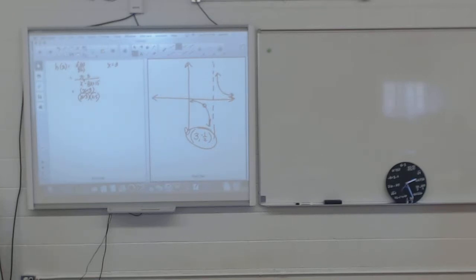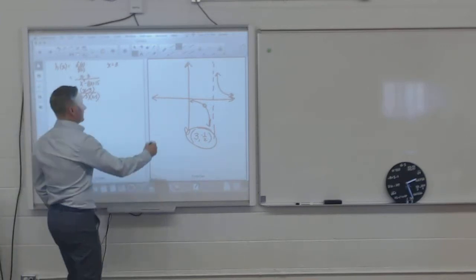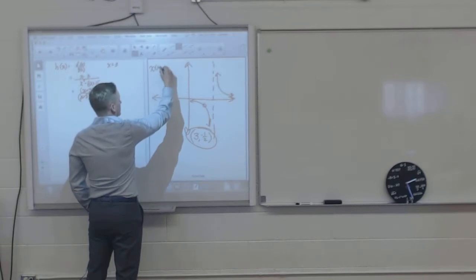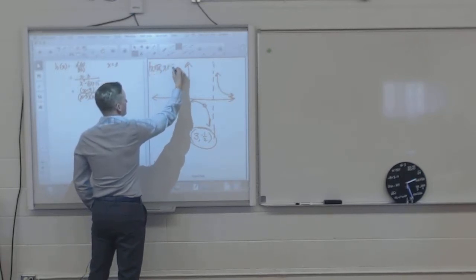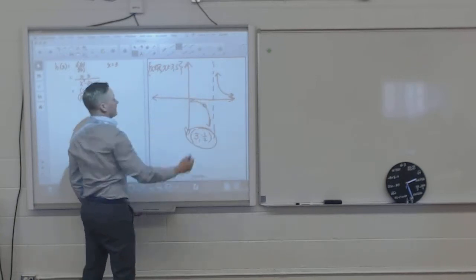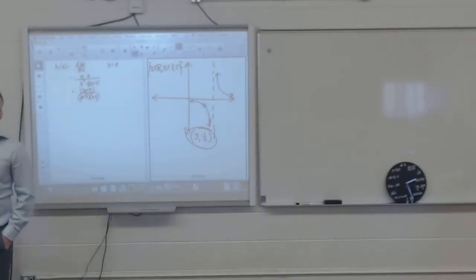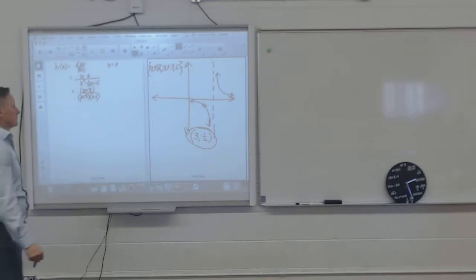And again, what's my domain for this graph? Element of all reals, x cannot equal. Yeah. And x cannot equal 3. That's right. X is an element of all reals. X can't equal 3 and 5. Right? What's your range for this graph?